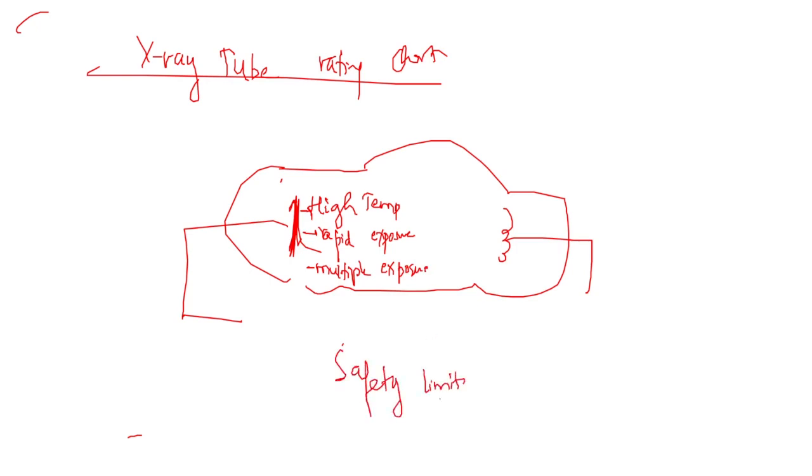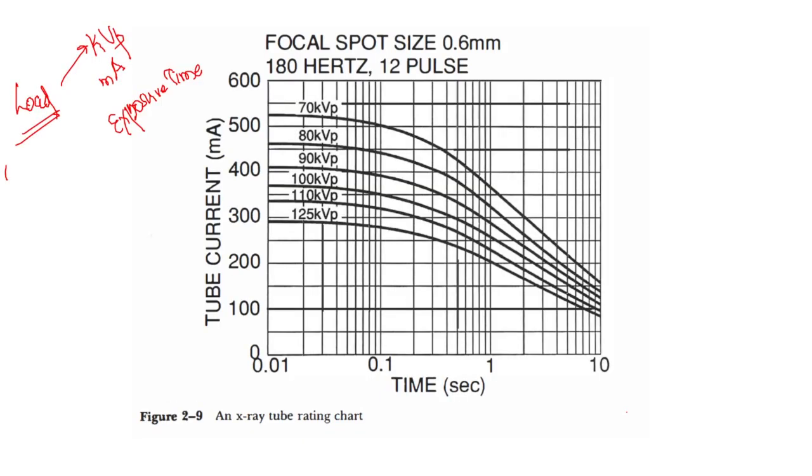The safety limit for an X-ray tube is mainly determined by the tube rating chart. This is a tube rating chart which was given in Christensen's physics. According to this chart, we can determine the amount of exposure, mainly for a single exposure. Based on this, we can also derive values for multiple exposures.